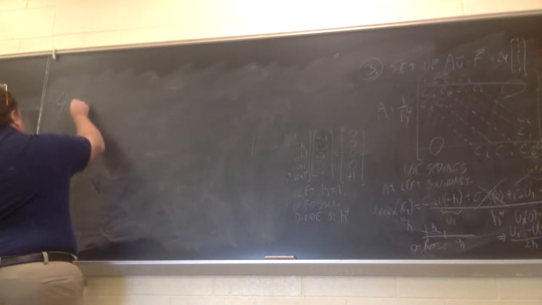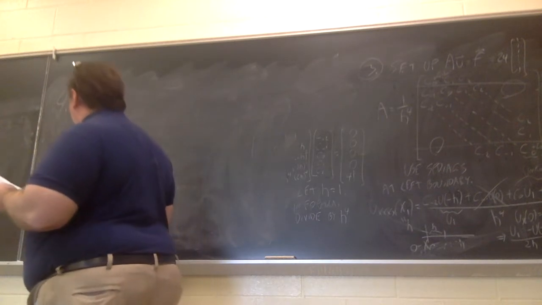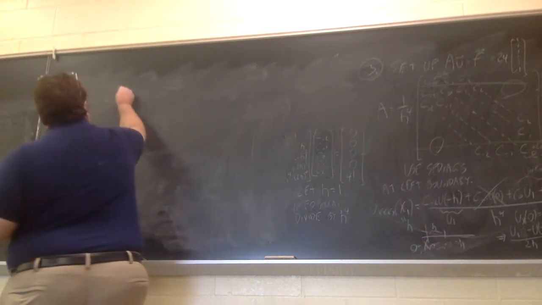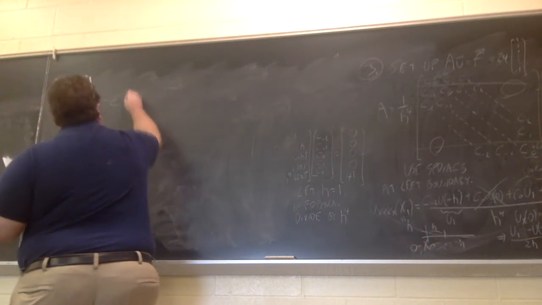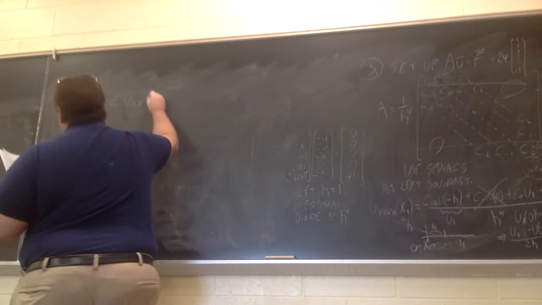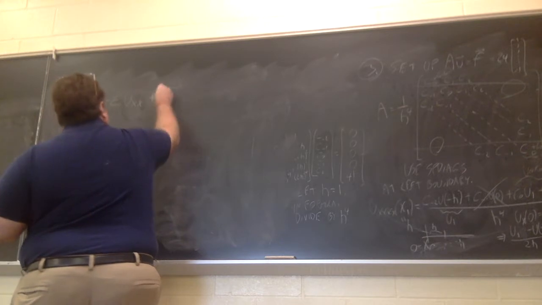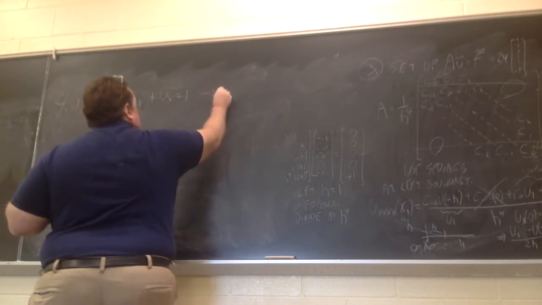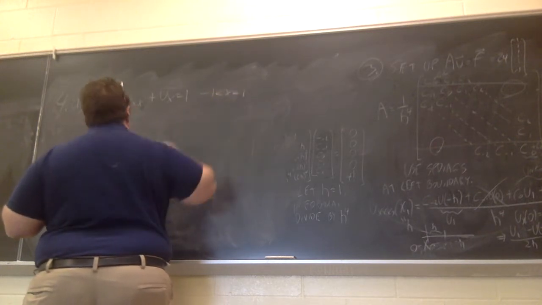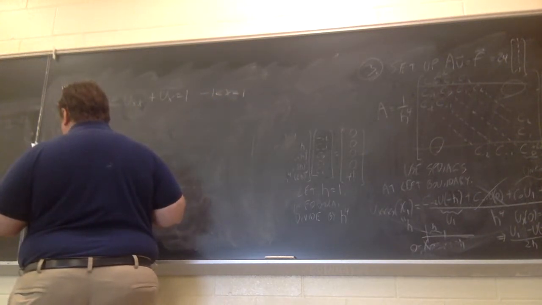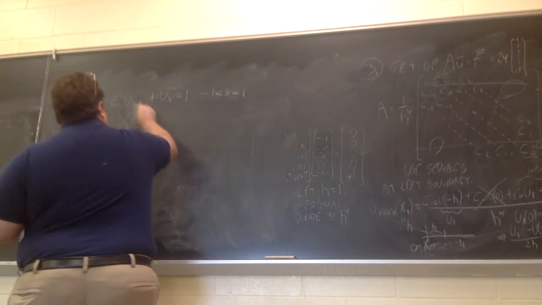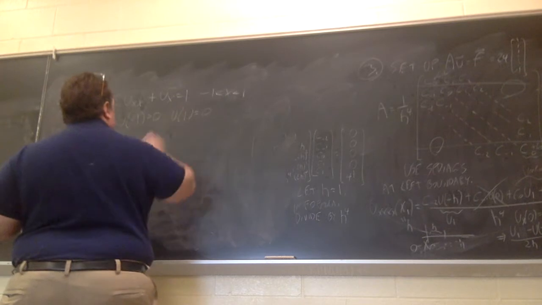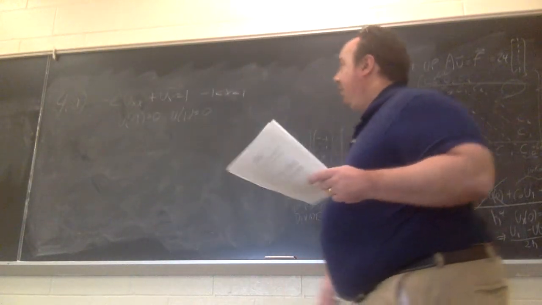Alright, so let's talk about 4a, the finite difference part. So the problem is a strange one. Minus epsilon u_xx plus u_x is equal to 1, and x is between minus 1 and 1. And then you have, again, homogeneous Dirichlet boundary conditions. So u is equal to 0 at plus or minus 1.